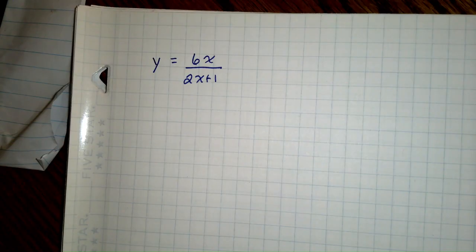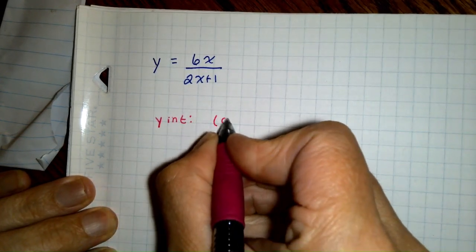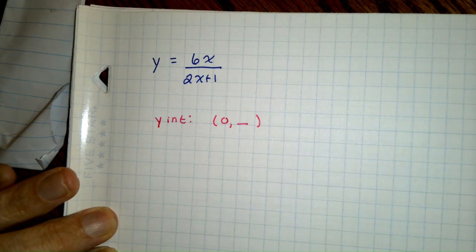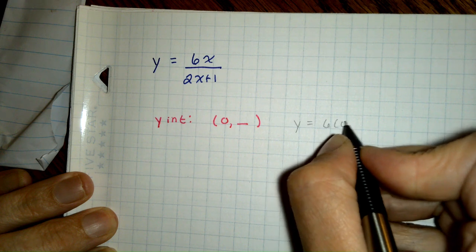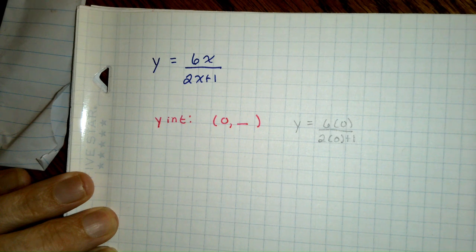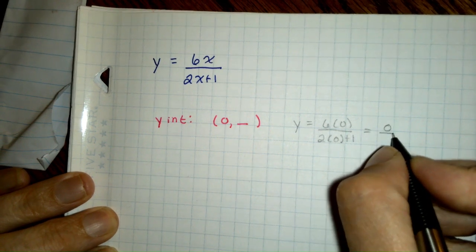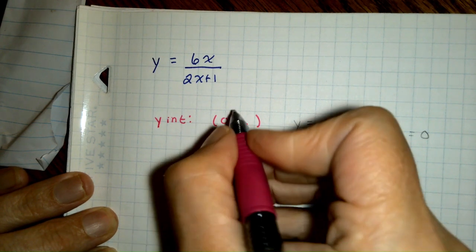Okay, so we are going to graph y equals 6x over 2x plus 1. And we know that we need to start with our key features. So the easiest one to find, I believe, is the y-intercept. Again, that's 0 comma something. So y equals 6 times 0 divided by 2 times 0 plus 1. Okay, the y-intercept happens to be 0.